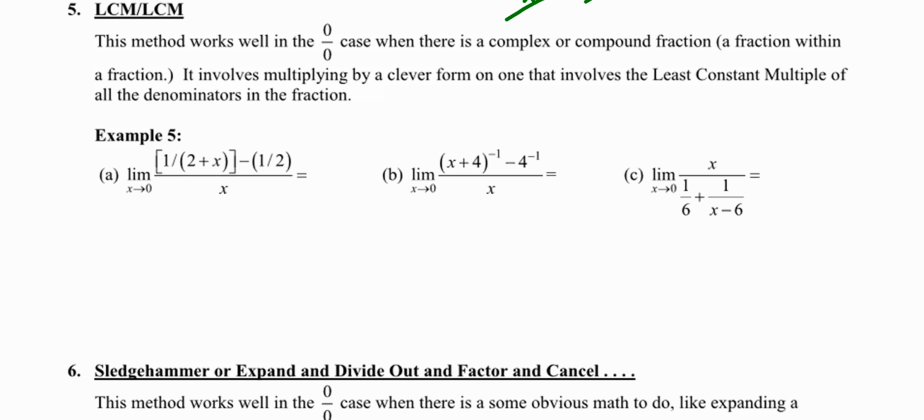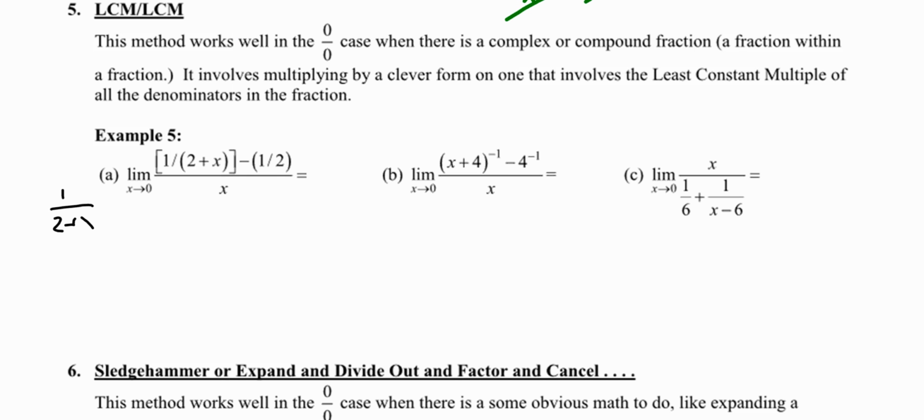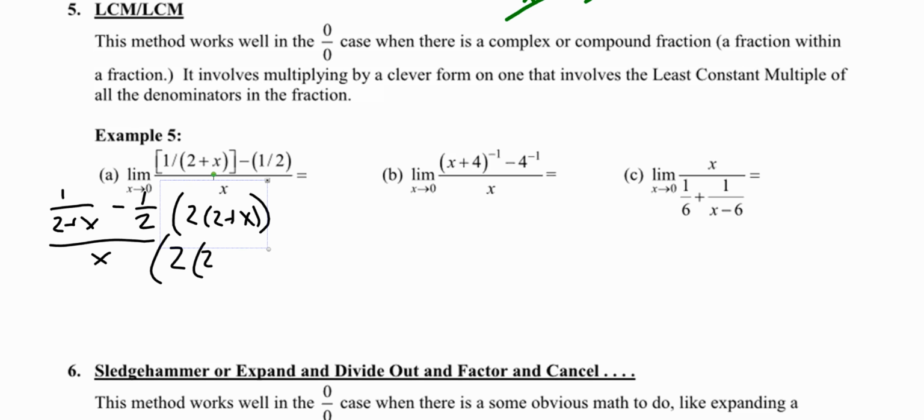Next, multiplying by the least common multiple of the denominator. So rewriting this one, let me get a little bit smaller pen here. There we go. All right, 1 over 2 plus x minus 1 over 2 all over x. Okay, if we plug in a 0, we're dividing by 0, we can't do that. So we need to multiply by the least common multiple of all of the denominators. In this case, it would be 2 times 2 plus x, over 2 times 2 plus x.